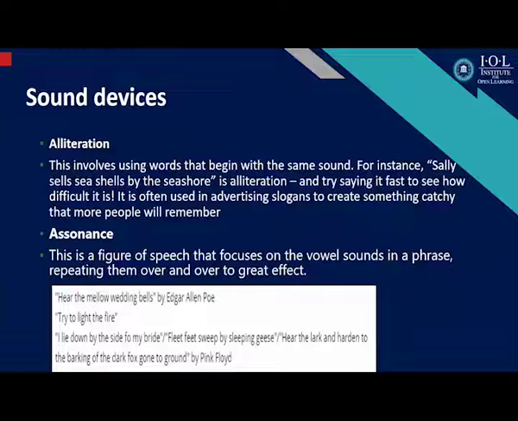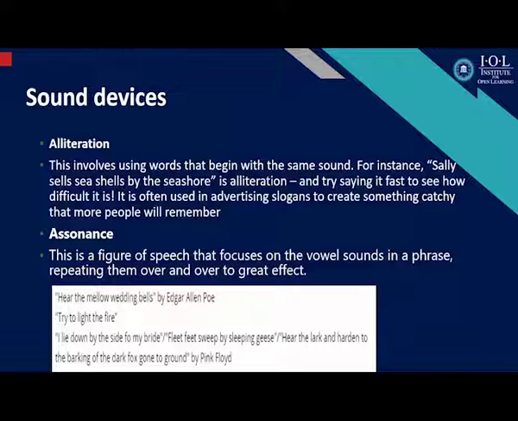When it comes to alliteration, this involves using words that begin with the same sound. For instance, Sally sells seashells by the seashore. This is an alliteration, whereby we use the same sounds in that sentence. And then we also have assonance. This is a figure of speech that focuses on the vowel sounds in a phrase. Repeat them over and over to create effect.